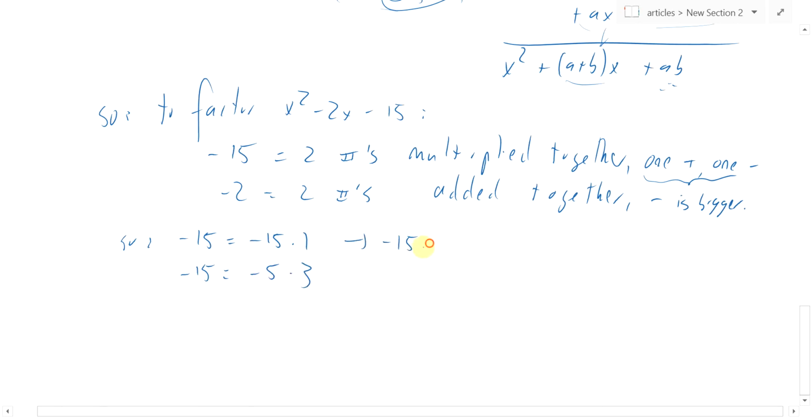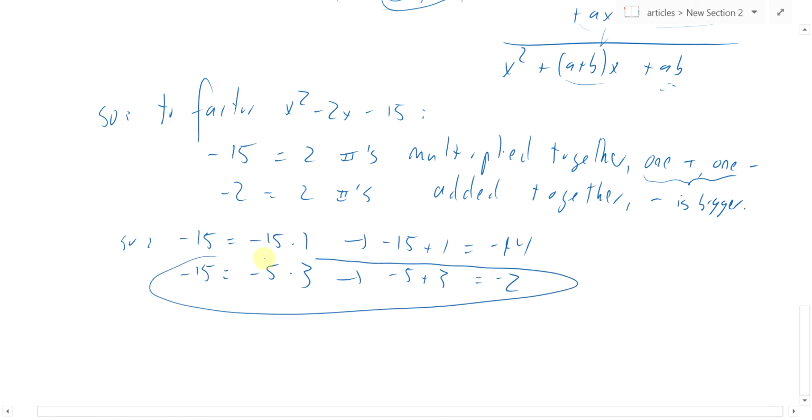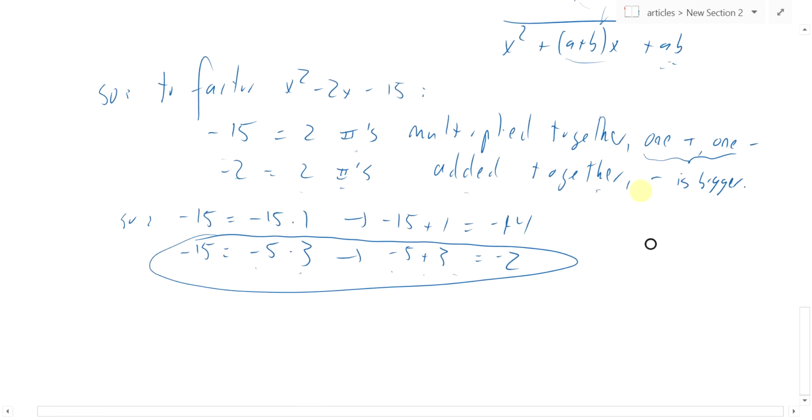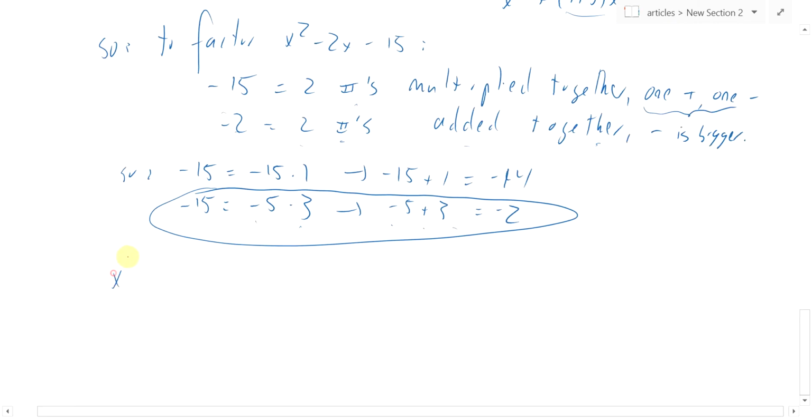Minus 15 plus 1 is minus 14. Minus 5 plus 3, that's minus 2. So this is what we want. Right? 2 numbers multiplied together gave me minus 15, so minus 5 times 3 is minus 15. Two numbers added together gave me minus 2, minus 5 plus 3 is minus 2. So what do we get? x squared minus 2x minus 15 should be equal to x minus 5 times x plus 3.